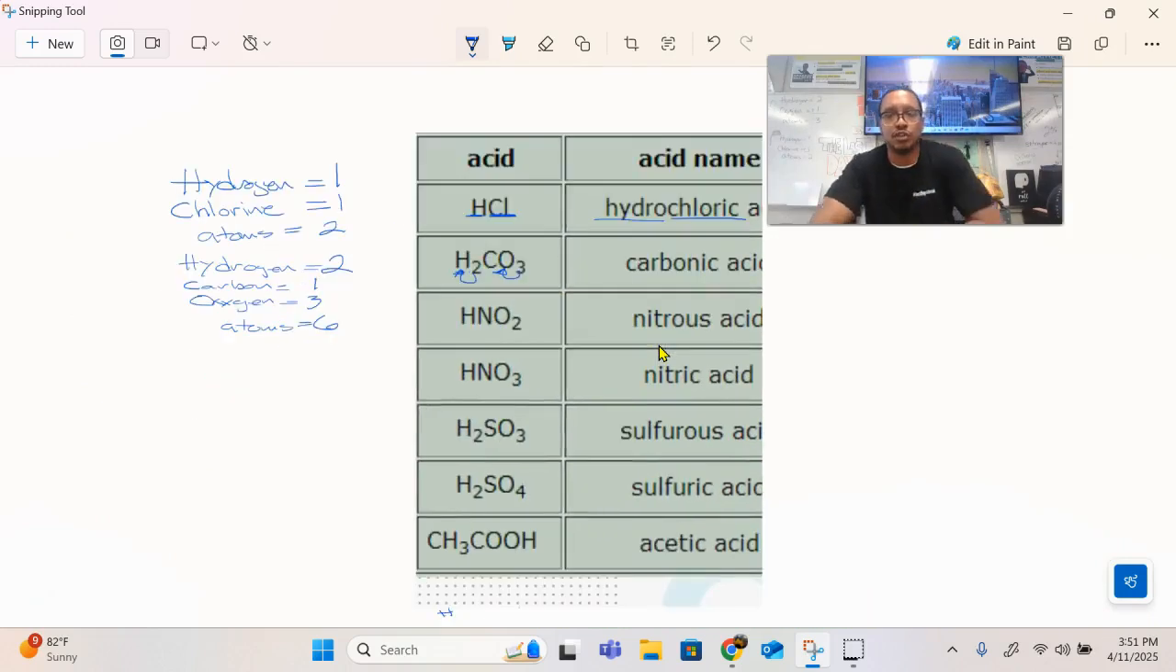For each one of these on this list, you need to go ahead and write that out. Write out the chemical formula first, and then write out each element, and then add up how many atoms there are. So go ahead and do that for each one. You're going to need to use your periodic table to look up some of these elements.